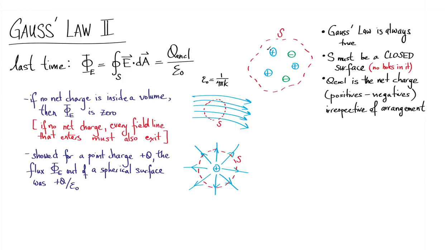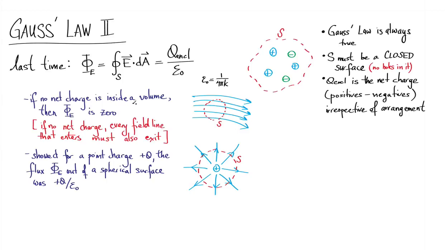S, again, must be a closed surface, so that means there's no holes punched through it, okay? So, if I cut a hole in the surface, there might be electric field lines that leak through that aren't accounted for if the surface isn't closed. So there's no holes punched in surface S. And Q enclosed is the net amount of charge inside. It's the positive charges minus the negative charges. That's irrespective of the arrangement. So, for instance, if I took this charge here and I moved it over there, as long as I kept them all inside surface S, it doesn't change the value of the electric flux. Okay?